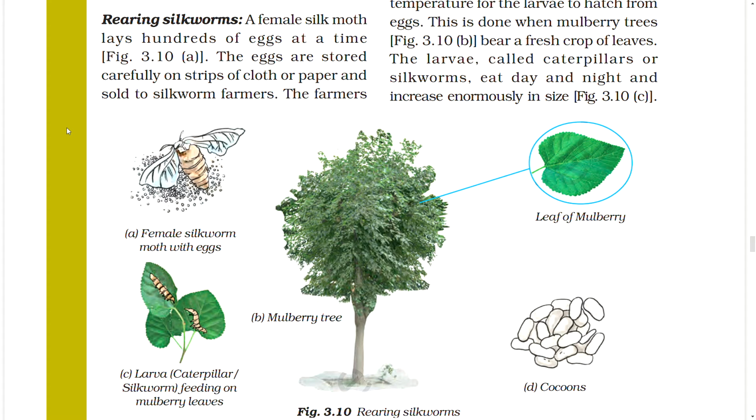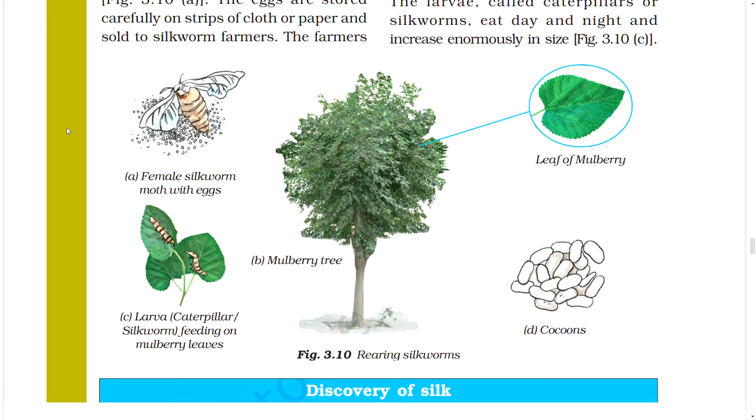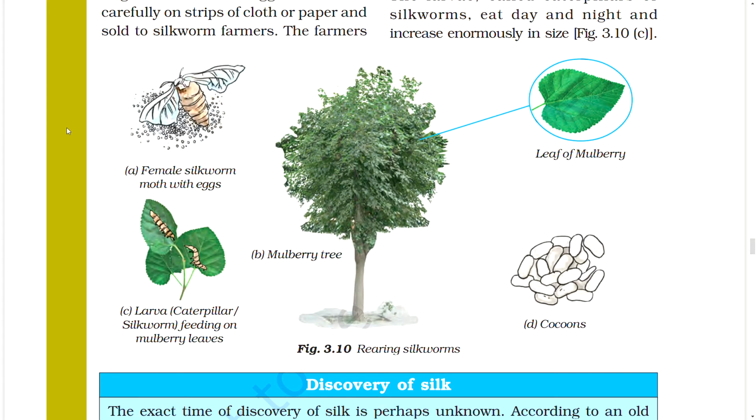A. Female silkworm, moth with eggs. B. Mulberry tree, leaf of mulberry. C. Larva, caterpillar or silkworm feeding on mulberry leaves. D. Cocoons. Figure. Rearing silkworms.